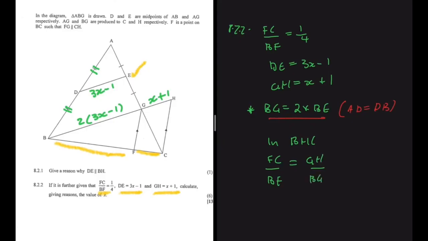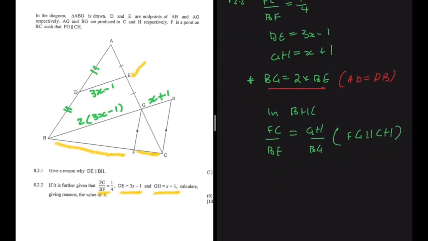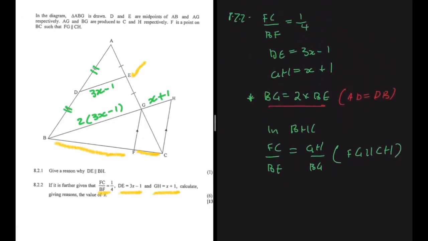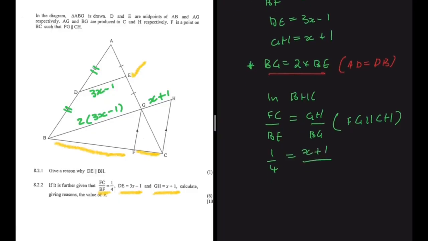And why are we saying that? We're saying that because FG is parallel to CH. We can only say that if we have 2 parallel lines. What is FC divided by BF is given to us: we have 1 divided by 4. But what is GH? GH is x plus 1. And then BG is 2 multiplied by 3x minus 1, which will just become 6x minus 2.